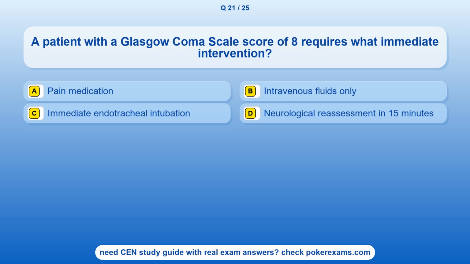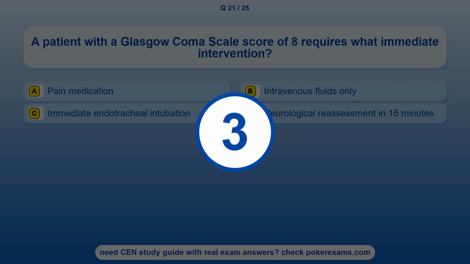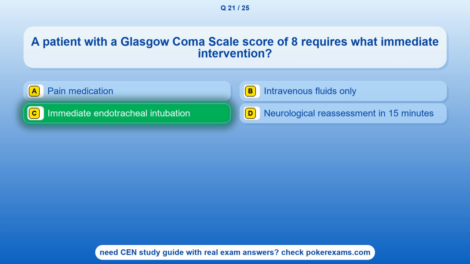Question 21. A patient with a Glasgow Coma Scale score of 8 requires what immediate intervention? Option A, pain medication. Option B, intravenous fluids only. Option C, immediate endotracheal intubation. Option D, a neurological reassessment in 15 minutes. The correct answer is option C, immediate endotracheal intubation.